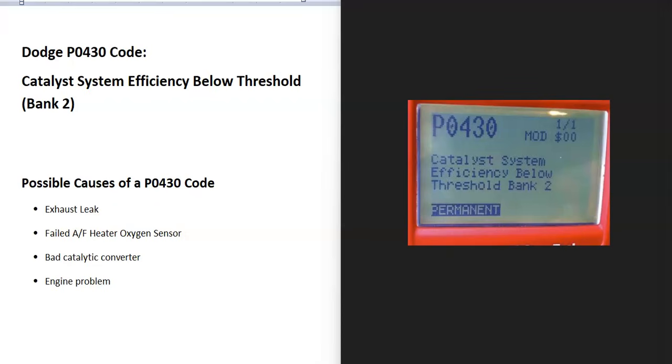So today I'm talking about a Dodge with the P0430 code, what it is and how you go about fixing it. And so what is a Dodge P0430 code? Well, it's a catalyst system efficiency below threshold bank 2. And what does this mean?